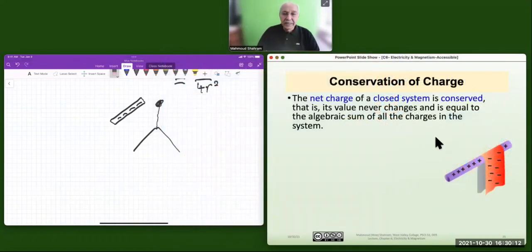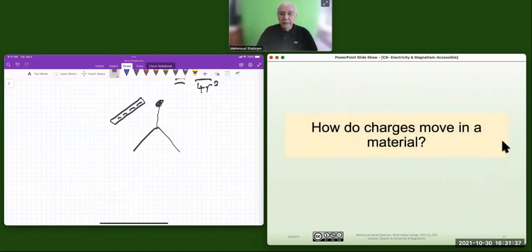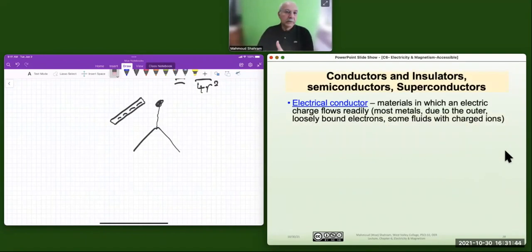Now, as you saw, the charges that you take away from the sweater all get into the balloon. You're not actually destroying any charges, or creating any charges. The net charge between these two objects is constant. It's conserved. Charges are conserved. That's very important. Now we talk about what materials charges can move through.